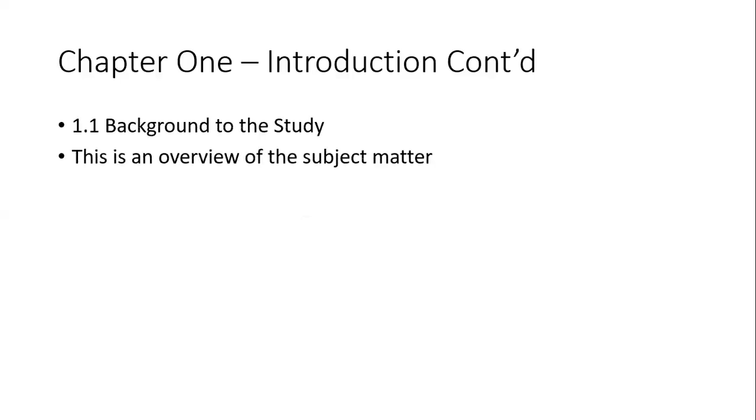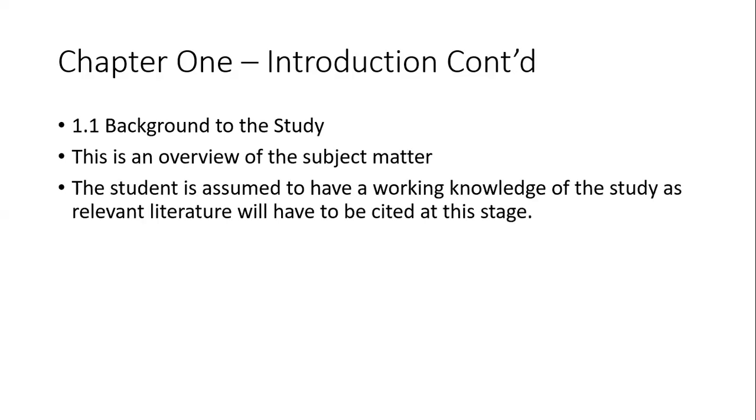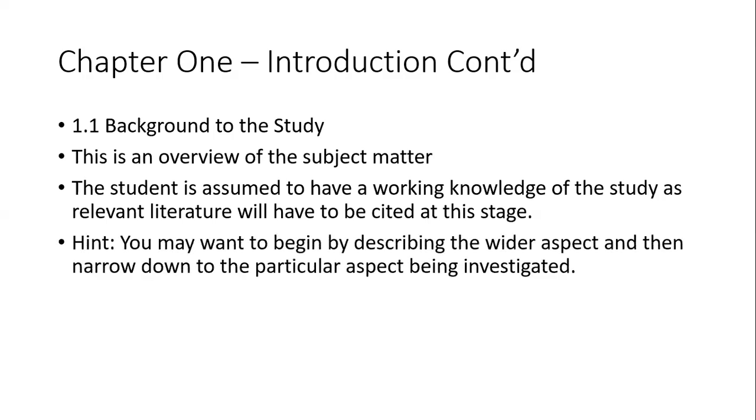So when we talk about the background of the study, this is an overview of the subject matter. So the student is assumed to have a working knowledge of the study, as relevant literature will have to be cited at this stage. So here's a hint. You may want to begin by describing the wider aspect and then narrow down to the particular aspect being investigated. Okay, so you want to provide a general overview.